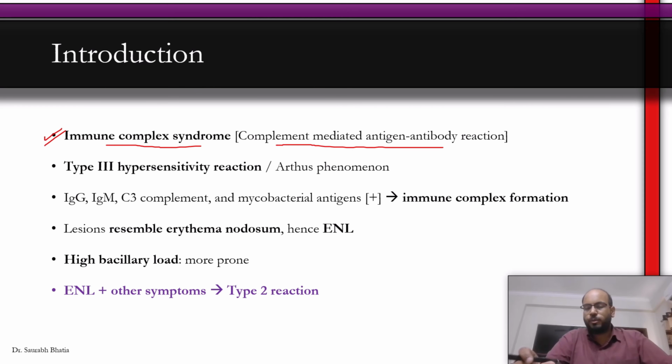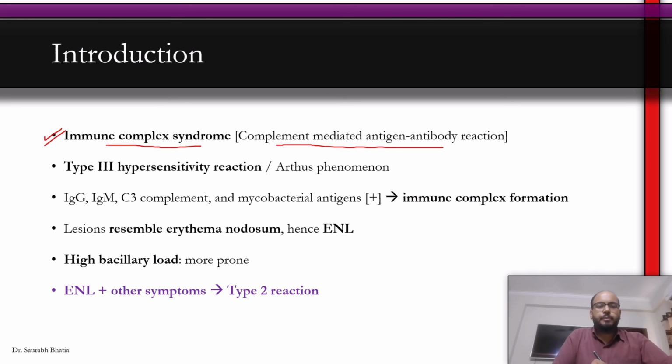We have discussed the complement system before. The video is there on the channel. You can just go through it. Now, there is increased inflammation because of activation of the complement system. So a good definition would be complement mediated antigen antibody immune complex deposition mediated inflammation. I know there are so many words, but this tells us a bit about what actually happens in ENL.